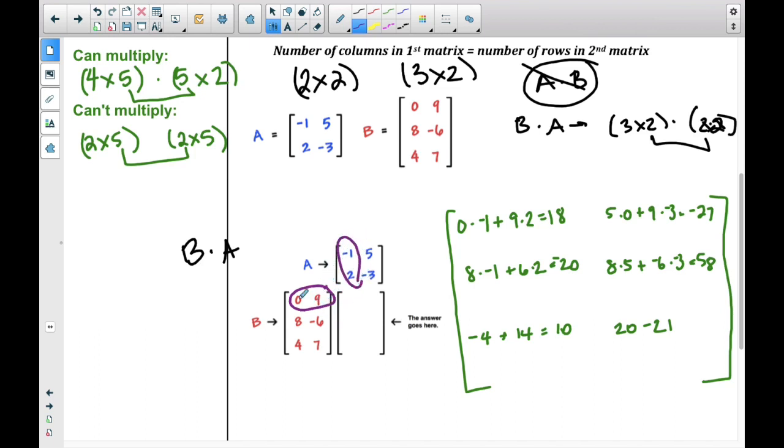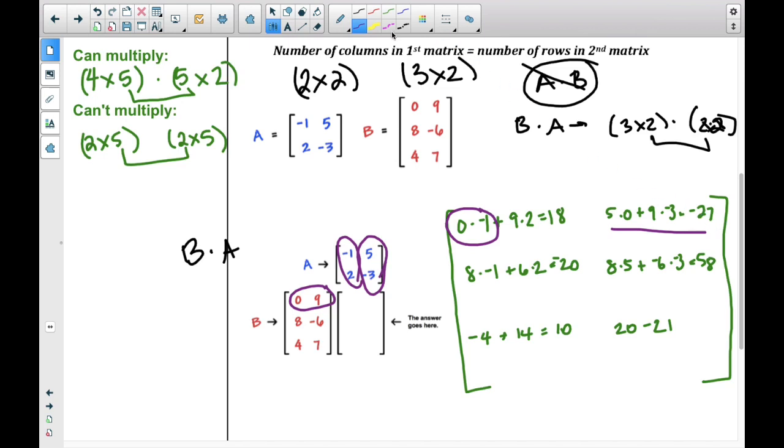To do that, we're going to take 0 times -1, which is here, plus 9 times 2, which is here, and we add those together. 0 times -1 is 0, and 0 plus that is 18. To go to the next spot, we take 0 and 9 times 5 and -3. So we take 5 times 0, 9 times -3, and we add those together, and we get -27.